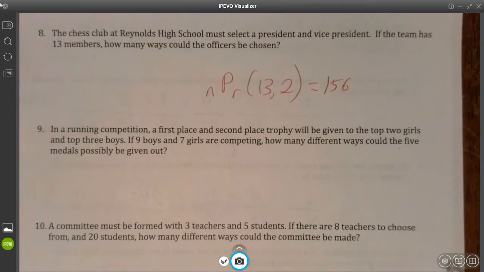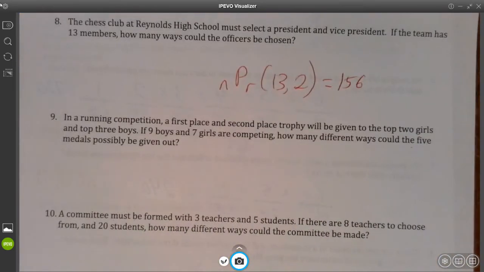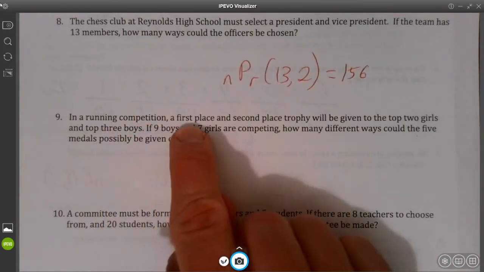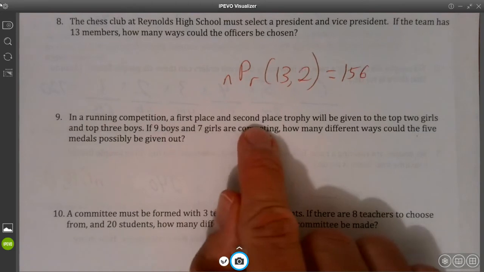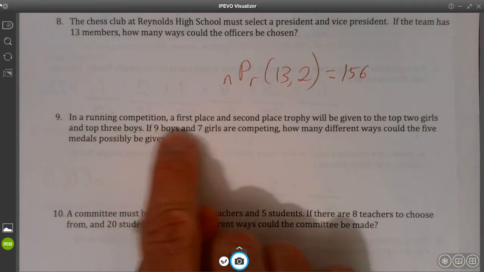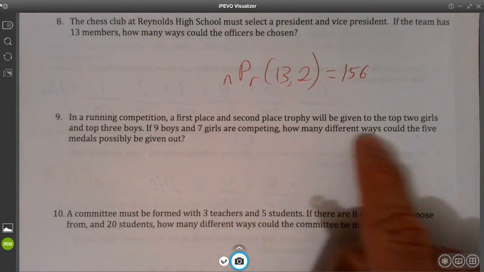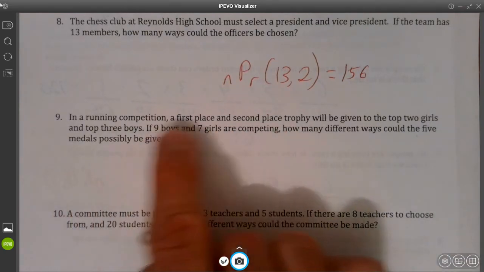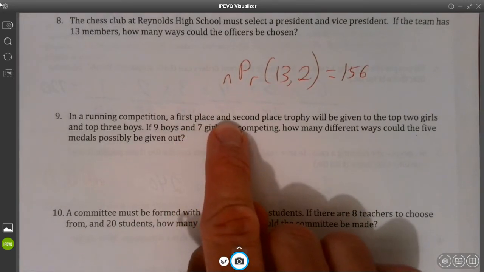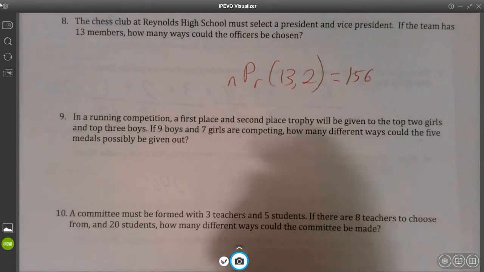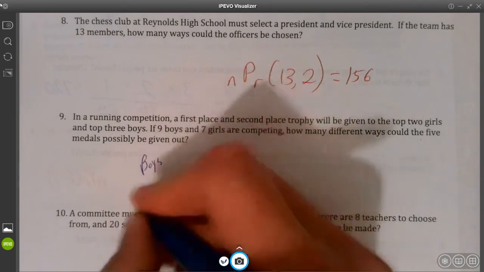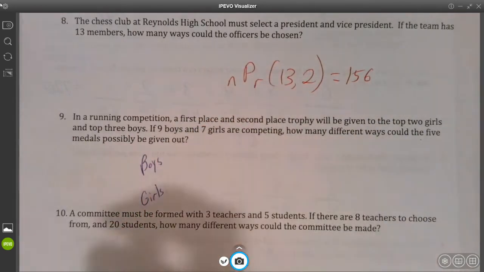Okay? All right, now things get crazy. In a running competition, that would be a foot race. You race your feet. First place, second place trophy will be given to the top 2 girls and the top 3 boys. 9 boys, 7 girls. How many different ways can the 5 medals possibly be given out? First place, second place. Okay, the order matters. The order is important. This one is a permutation, but we're going to have a permutation for the boys, and we're going to have a permutation for the girls.